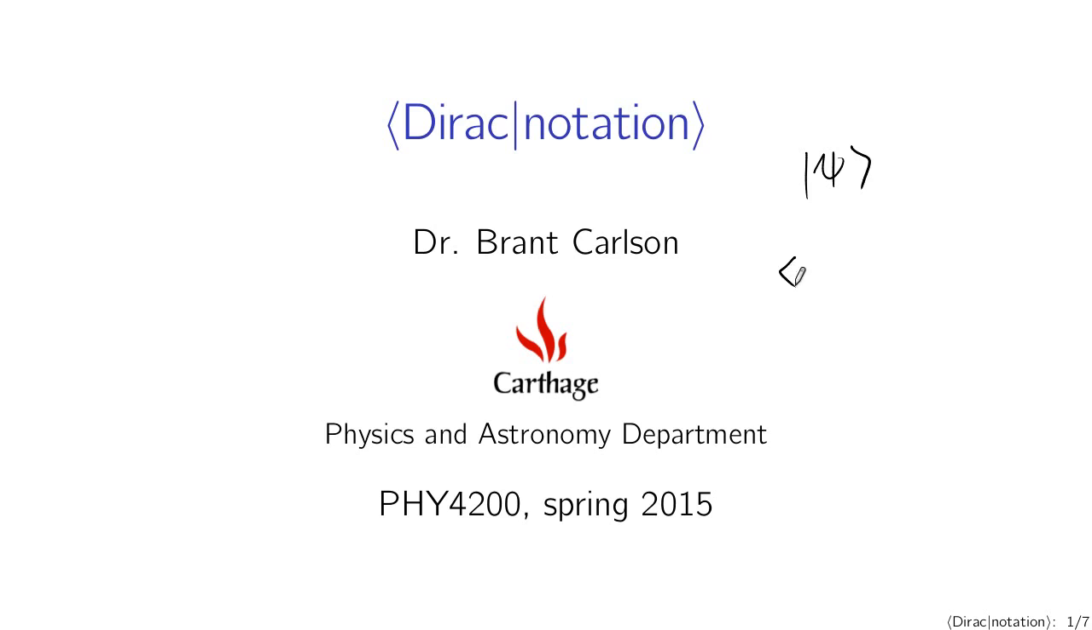I've also been writing things like alpha, beta with angle brackets on either side and a vertical bar in the middle, representing inner products between two vectors in that Hilbert space. Now, this notation with angle brackets and vertical bars is due to Paul Dirac.